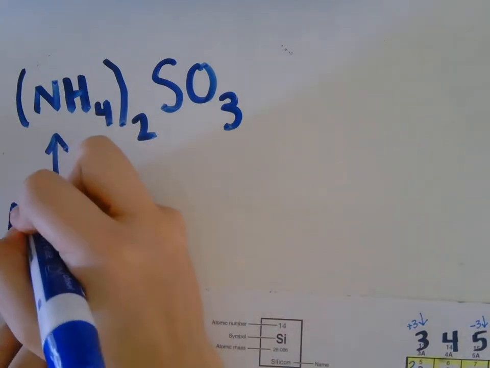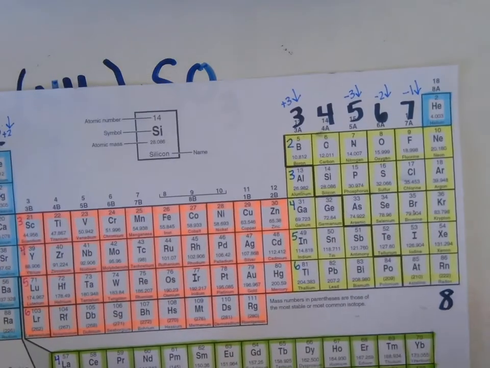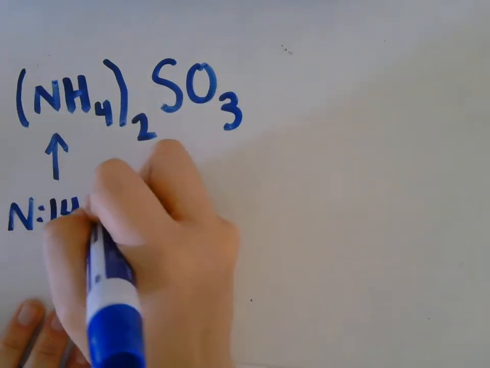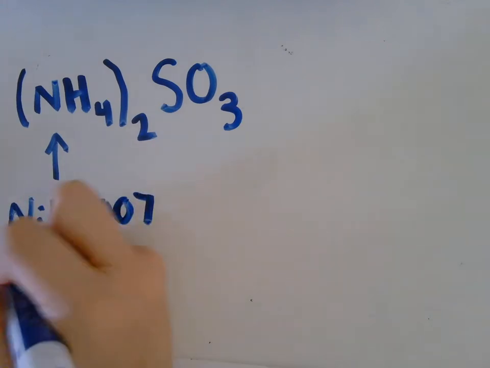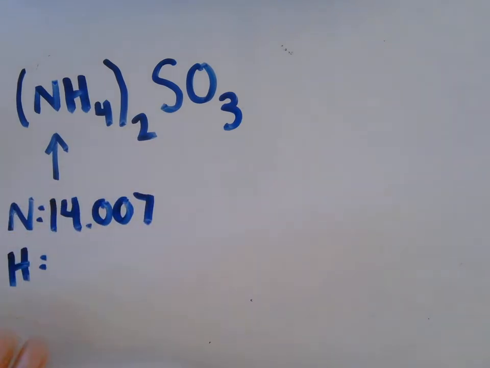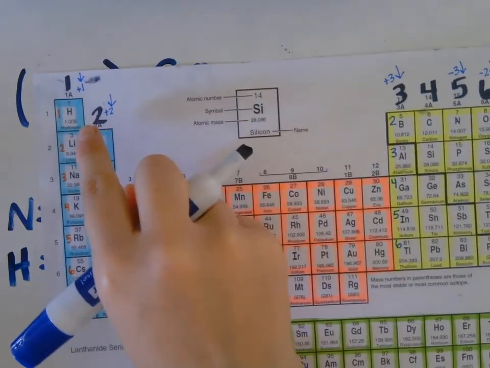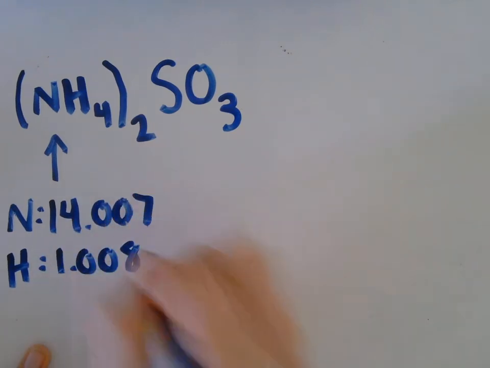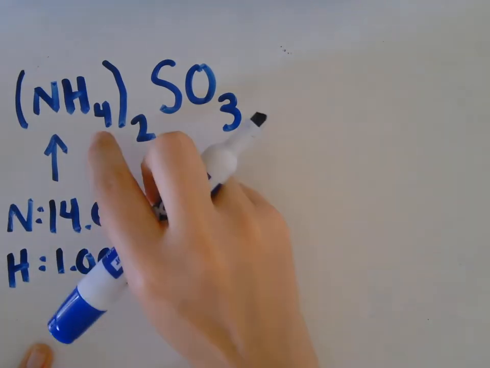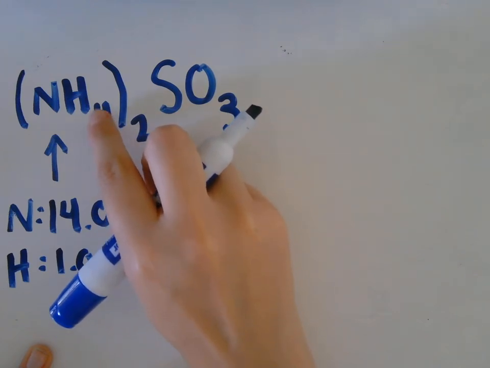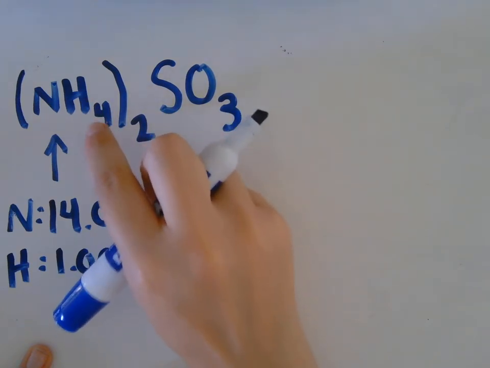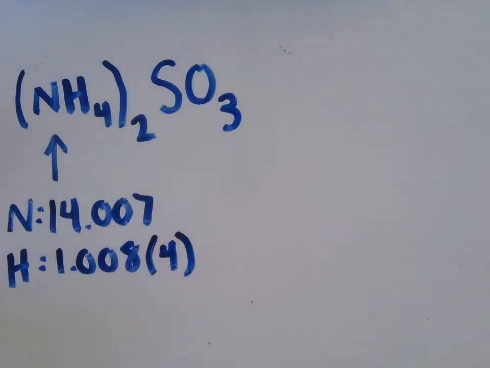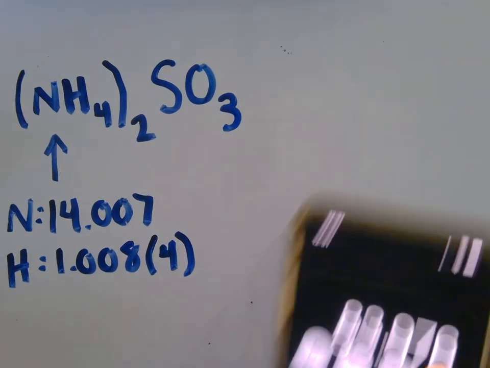So for nitrogen, the mass of nitrogen is 14.007. The mass for hydrogen is 1.008. However, I have 4 hydrogen atoms. There's a 4 next to my hydrogen. That means I have 4 hydrogen atoms. So I have to multiply this number by 4. So I'm going to go ahead and do that right now.